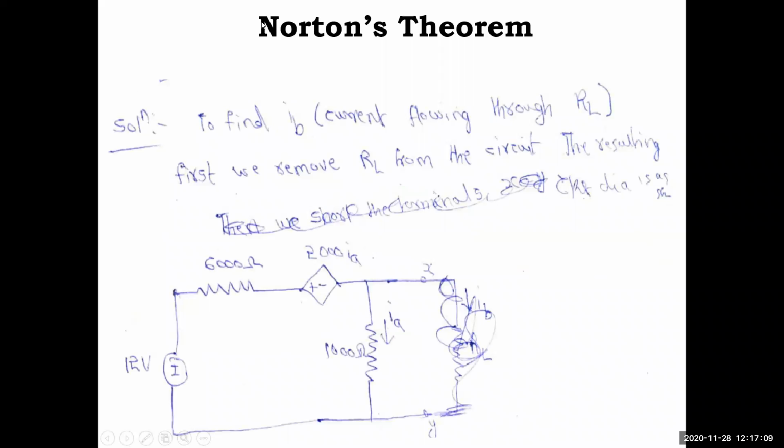As I said, to find IB we need to remove the RL from the circuit first, and the resulting circuit is shown here. Earlier it was connected, this is removed now. So only X and Y terminals are there, with 6000 ohm, 2000 IA, 1000 ohm, and 12 volt. The remaining circuit is as it is. Next step is we need to short these terminals X and Y and show the short circuit current ISC, shown in the next figure. You pause the video and note down.